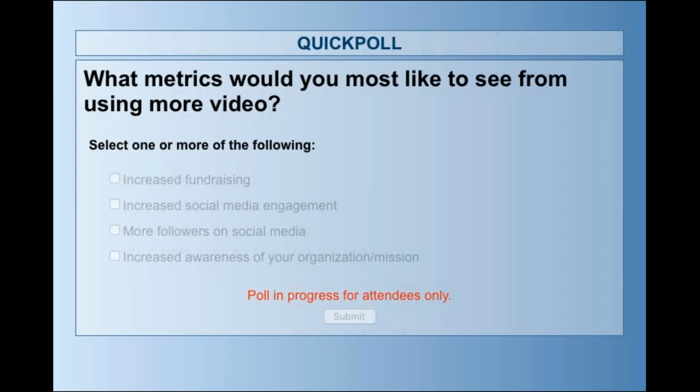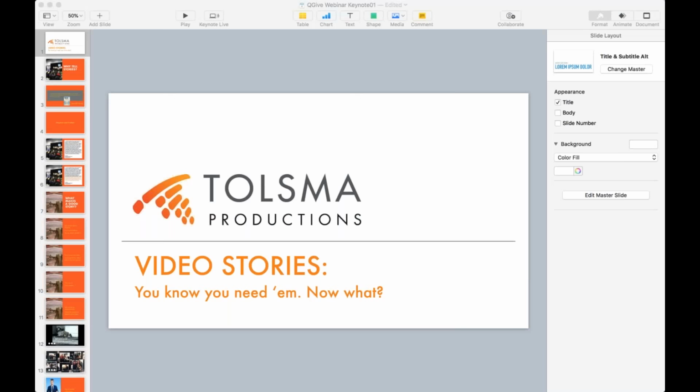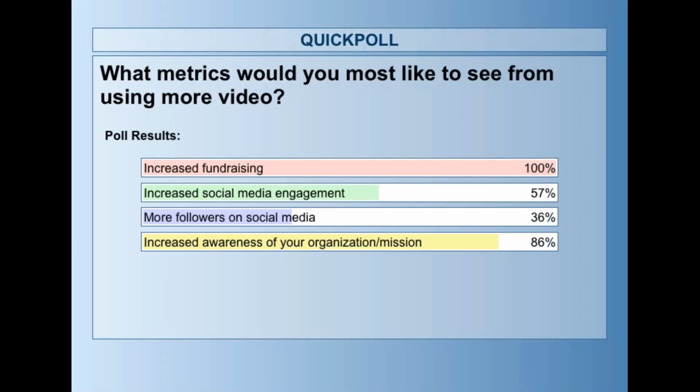I am not surprised at all to see that increased fundraising is definitely a priority for literally everyone who's voted. I am excited to see that increasing social media engagement is on people's radar. It's so easy to put videos out there hoping for better donation rates and not necessarily focus on engagement, which is so important. So yeah, shocker: 100% of you are very invested in increasing your fundraising. Increasing awareness of your mission is huge, followed by social media engagement and getting more followers on social.